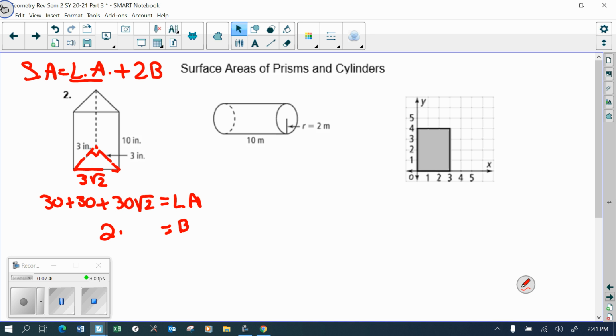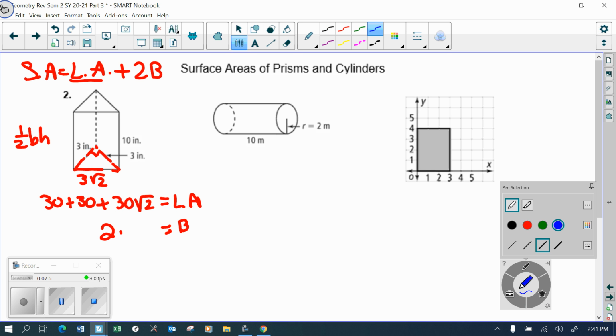So it's a triangle. Remember, area of a triangle is 1/2 base times the height. And don't forget, base and height are always at 90-degree angles. They touch each other. Remember, across from the 90-degree angle is the hypotenuse. Base and height are perpendicular to one another.